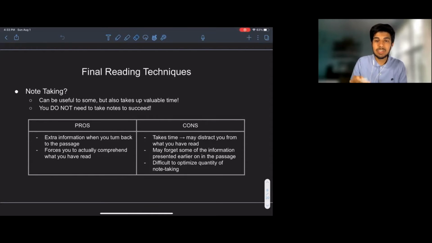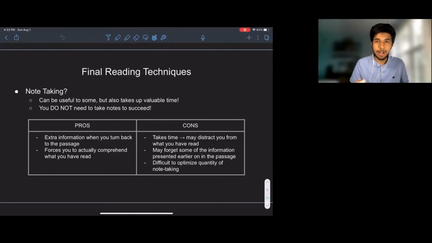Secondly, it forces you to actually comprehend what you read. When you take notes, they should be productive notes. They should not just be random notes here and there. These should be related to what you have read, and it forces you to comprehend. So that's one really great aspect of taking notes. The cons.